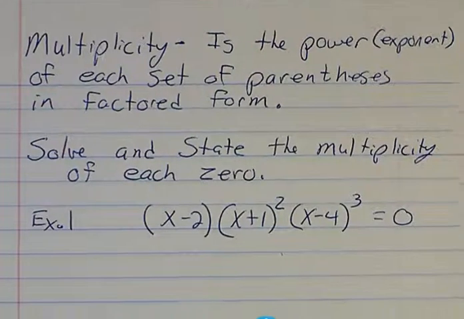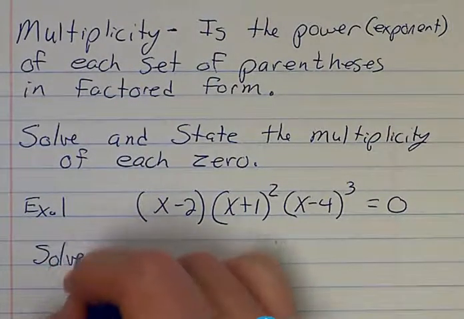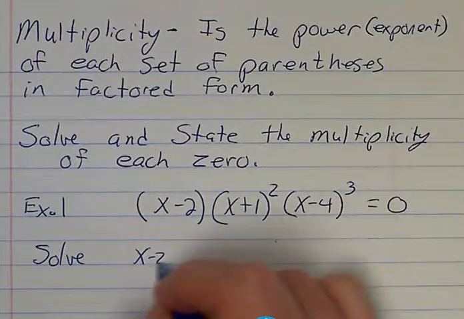So let's start with x minus 2 times x plus 1 squared times x minus 4 to the third equals 0. So this one's already pre-factored, where you've got the parentheses, everything's set up, and here's where we're going to do two things. We're going to solve it first, and then once we've got it solved, we're going to go back and tell you what the multiplicity is. And the solving, if it's pre-factored, should be pretty simple. Because to solve, you're going to take x minus 2 and just set it equal to 0.